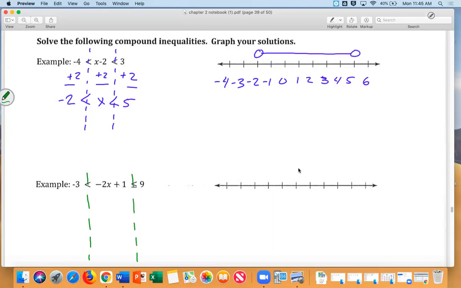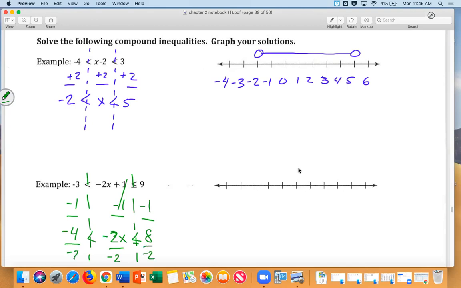So here, I have a left, middle, and right. I'm going to really focus on what's going on with the x. It says negative 2x plus 1, so I have to undo the plus 1. So I'm going to subtract 1. That's going to give me negative 4 is less than negative 2x, which is less than or equal to 8. Now I need to divide by negative 2.